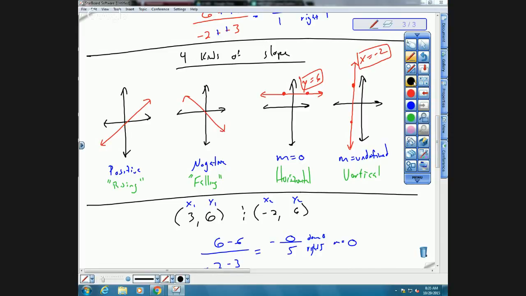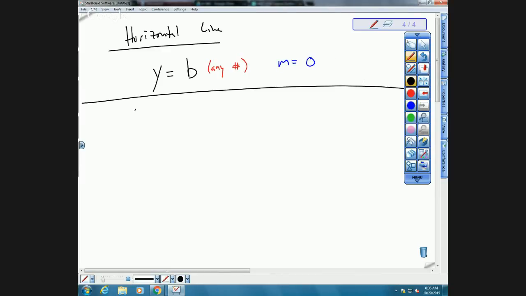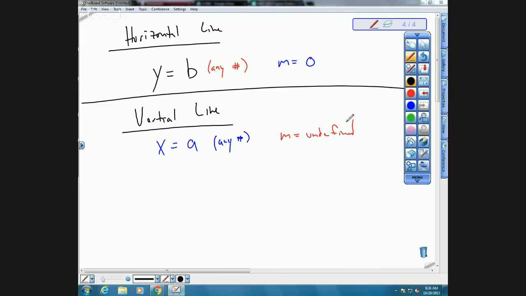All right, so let's go write those out for a second since we have those now. A horizontal line is always y equals, actually it's always y equals your y-intercept. Y equals any number. So I'm going to write next to this, y equals any number will always give you a horizontal line and your slope will be 0. A vertical line is always x equals some number, and my slope will be undefined.